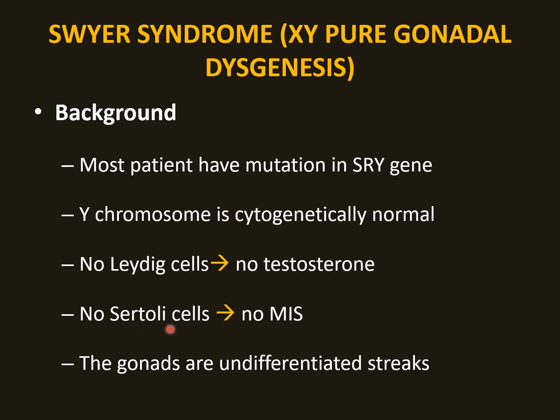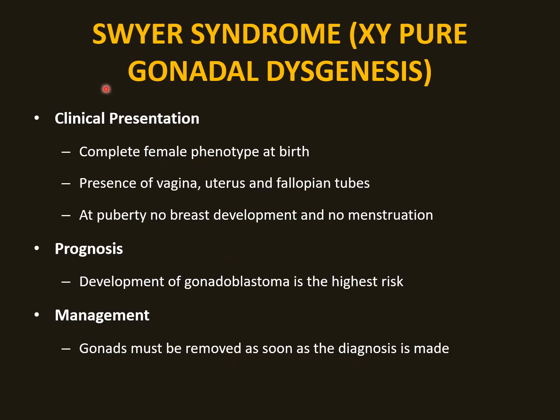When you do not have Sertoli cells, it means that you do not have MIS. When there is no MIS, Mullerian inhibiting substance, the internal female structures will develop. So this patient will have internal Mullerian structures like uterus and fallopian tubes. The gonads are undifferentiated streaks. Clinical presentation of Swyer syndrome, or XY pure gonadal dysgenesis, is a complete female phenotype, internal and external: presence of vagina, uterus, and fallopian tubes. At puberty, they do not develop breasts and have no menstruation, and they have streak gonads.